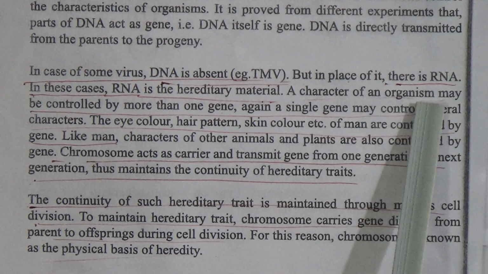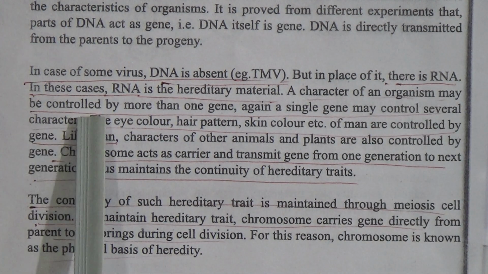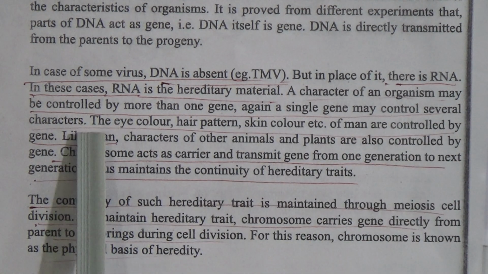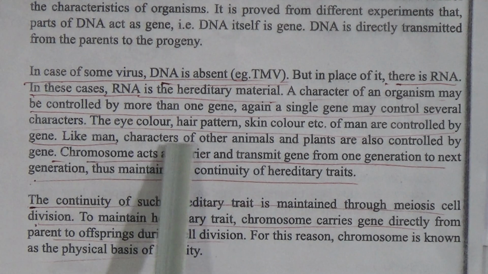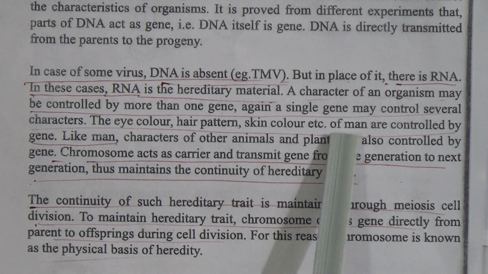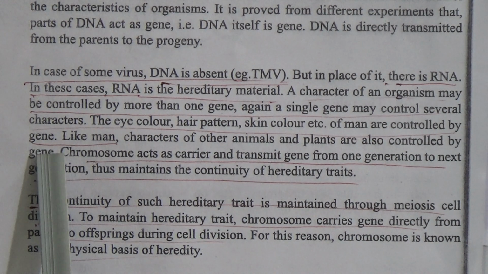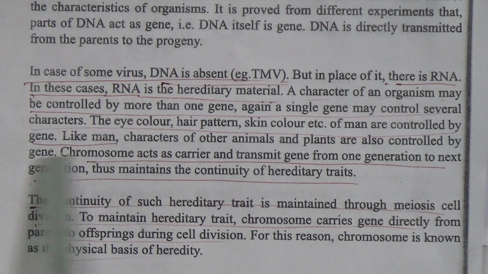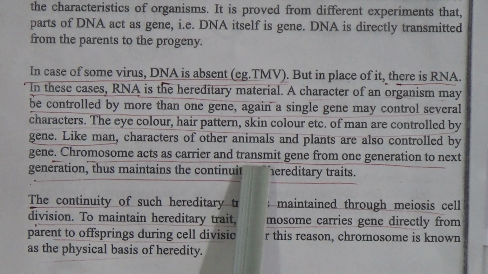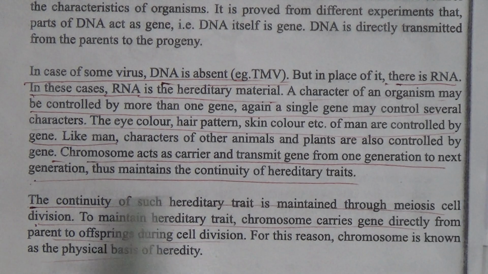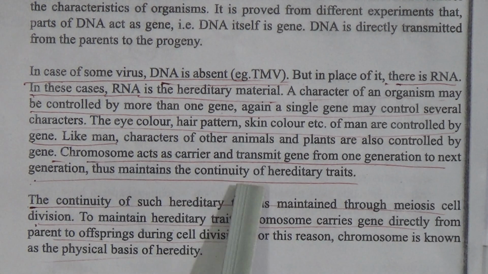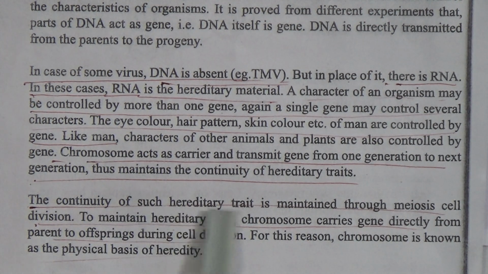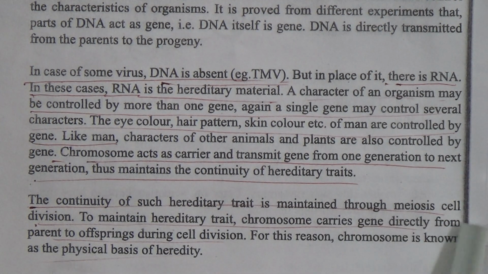A character of an organism may be controlled by more than 1 gene. Again, a single gene may control several characters. The eye color, hair pattern and skin color etc. of man are controlled by gene. Like man, characters of other animals and plants are also controlled by gene. Chromosomes act as carrier and transmit gene from one generation to the next generation, thus maintaining the continuity of hereditary traits. The continuity of such hereditary traits is maintained through cell division.